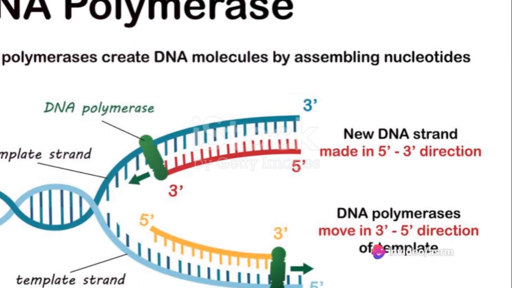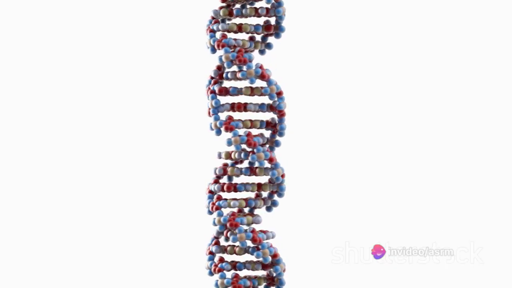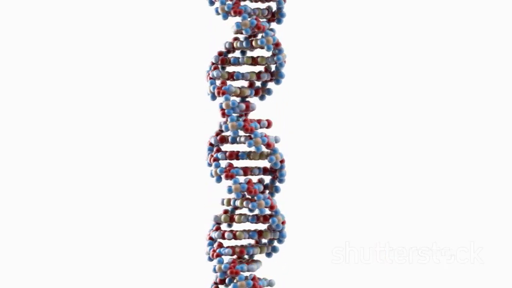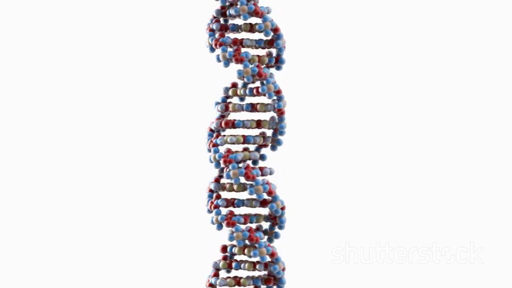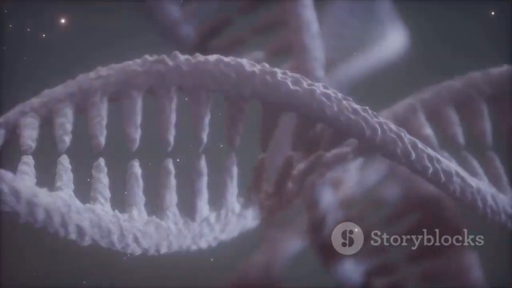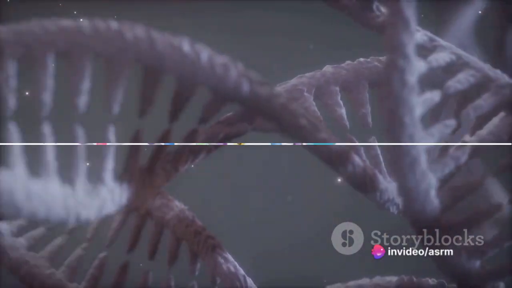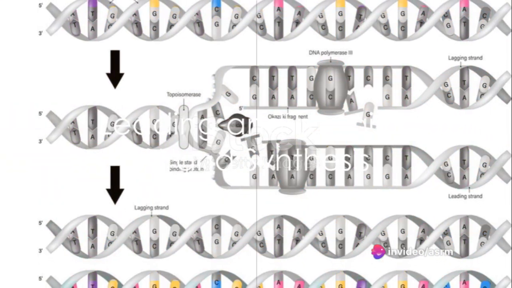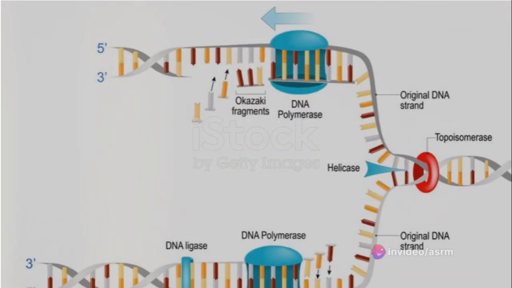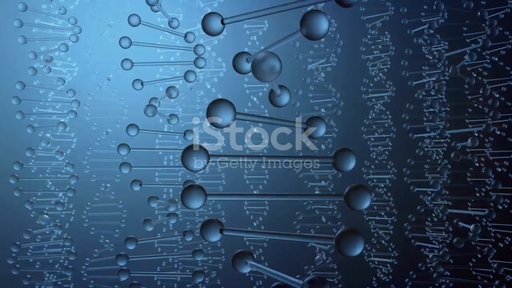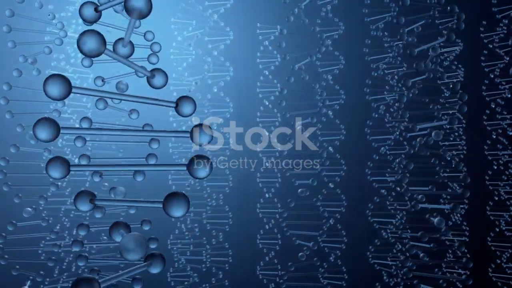Now, we move on to the DNA polymerase binding. DNA polymerases bind to the RNA primers, marking the beginning of DNA synthesis. DNA polymerase synthesizes new DNA strands in the 5-to-3 direction. During DNA synthesis, the leading strand is synthesized continuously in the 5-to-3 direction as the replication fork opens.